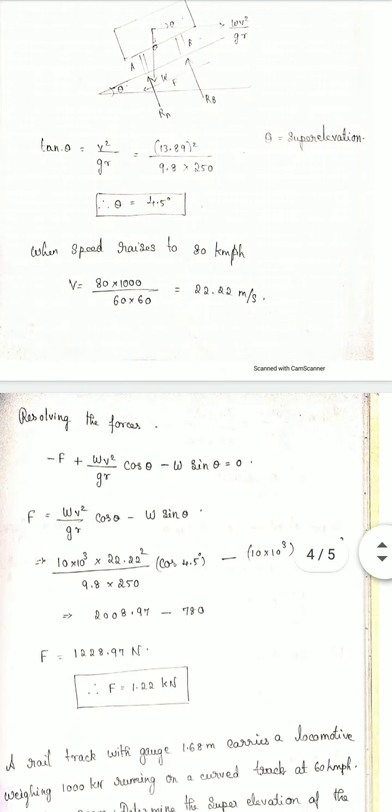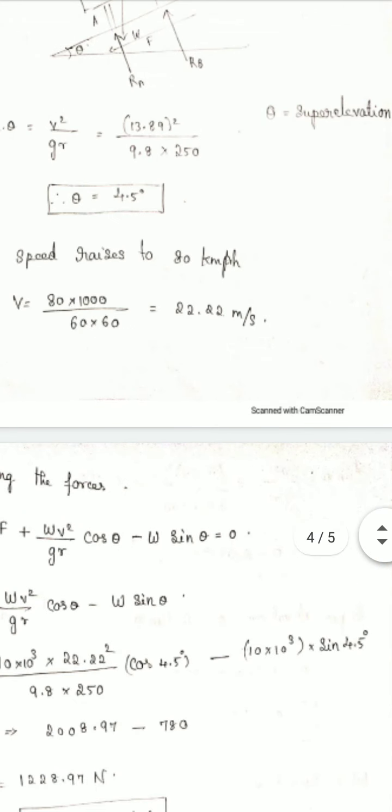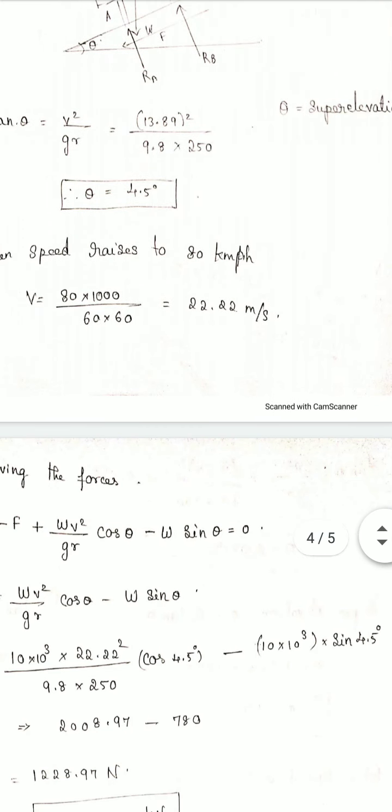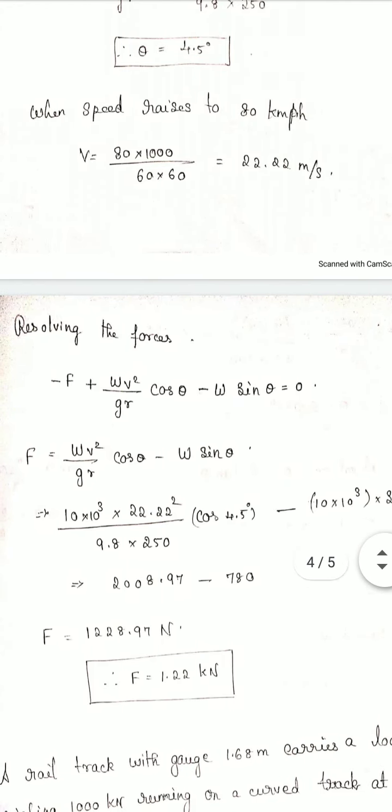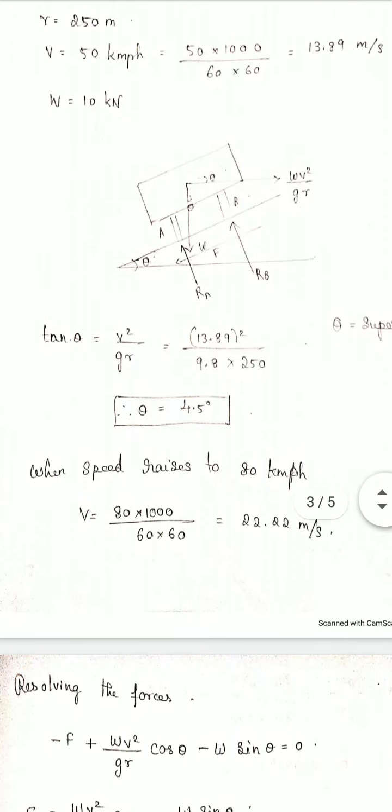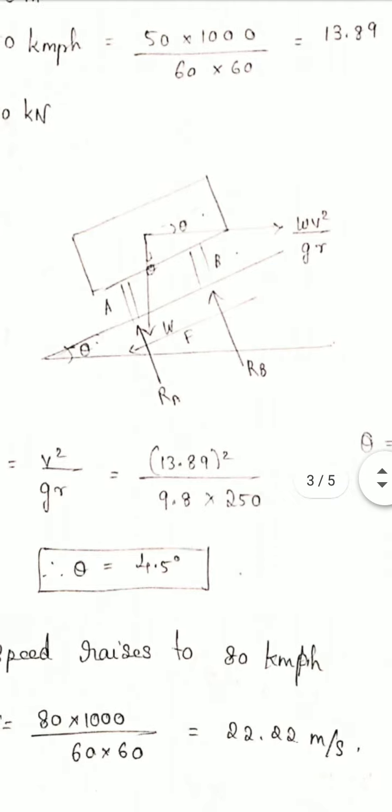Now we have to calculate what happens when the speed increases to 80 km per hour. That means V is equal to 80 into 1000 divided by 60 into 60, so V is equal to 22.22 meter per second. Now we are going to resolve the forces. For that I am drawing this diagram.